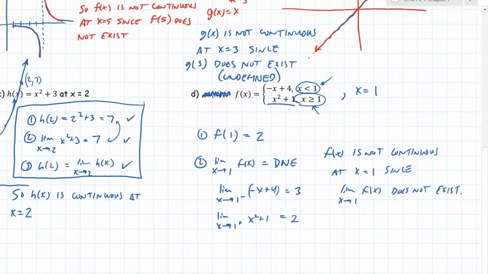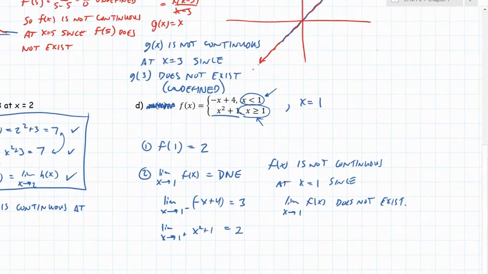Okay, and to see graphically why this is happening, our first function is the line negative x plus 4, so that has a y-intercept of 4 and a slope of negative 1. So it looks like this until we reach x equals 1, so it's actually going to look like this. So that's a line with a y-intercept of 4 and a slope of negative 1, and we use that whenever x is to the left of 1.